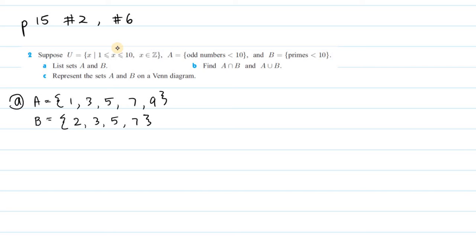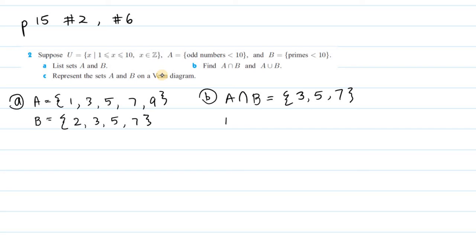Then it asks us for part B to find first the intersection of A and B. So again, where do those parts overlap? You can look here. They both have a 3, they both have a 5, and they both have a 7. So the overlapping parts are 3, 5, and 7.